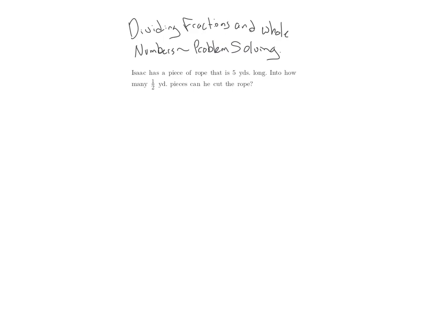So the first thing that we're going to do is identify our important information. And the first thing that we know is that he has a piece of rope that is 5 yards long. And he wants to cut that into 1/2 yard pieces. And the question being asked is how many 1/2 yard pieces can he cut the rope?